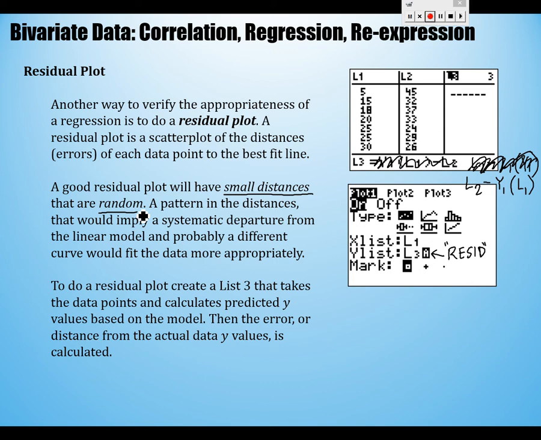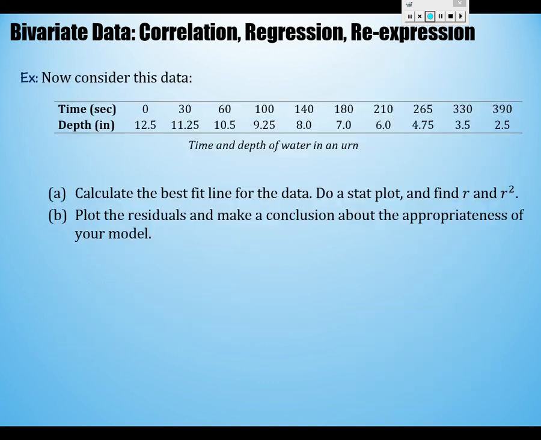Okay, so questions about what we mean by a residual or how to interpret a residual plot. Sorry for the shotgun approach to all this. Let's now consider the depth of water in an urn. Okay, so this is a data set that's on your paper. So again, I invite you to now enter this into your calculator, L1 and L2. And we'll use this data set for the next few minutes.